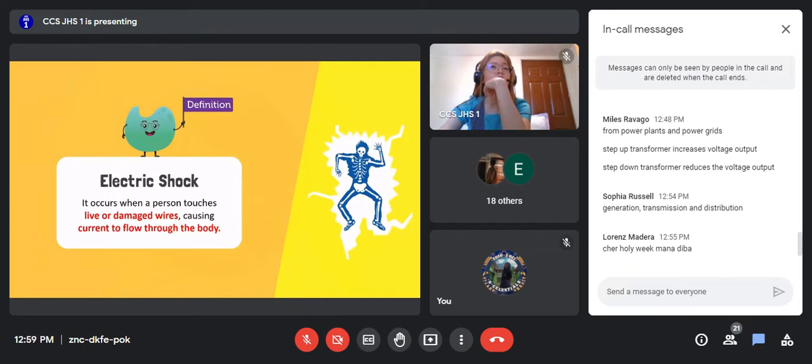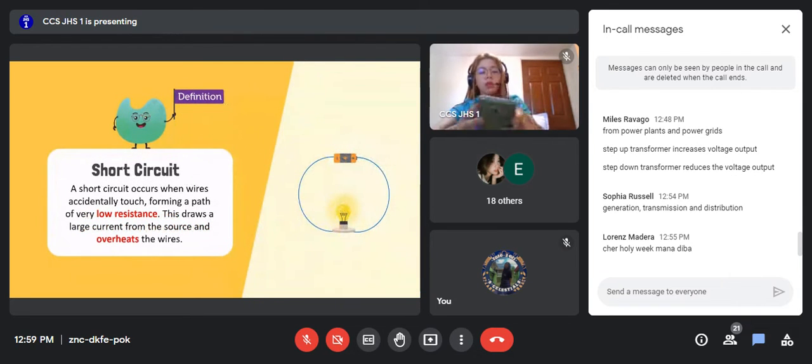That is why, when a large current passes through a person, he or she can receive an electric shock. If the current is very strong, it can prove to be fatal. An electric shock occurs when a person touches live or damaged wires, causing current to flow through his or her body. Besides electric shocks, unsafe use of electricity can also cause short circuiting.